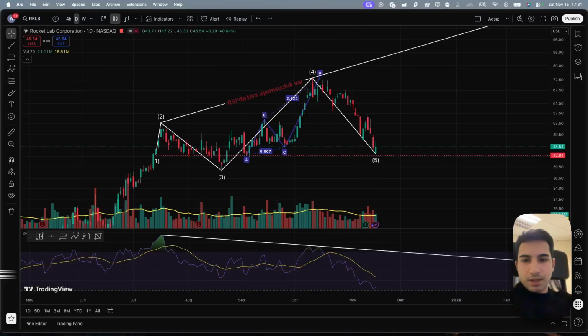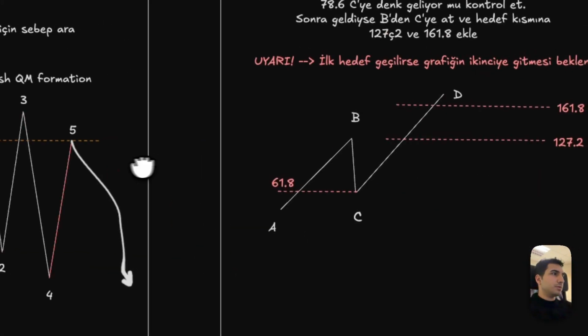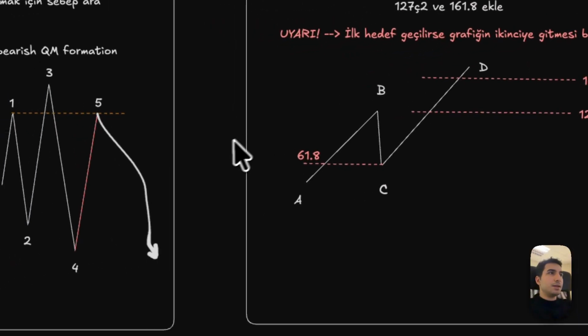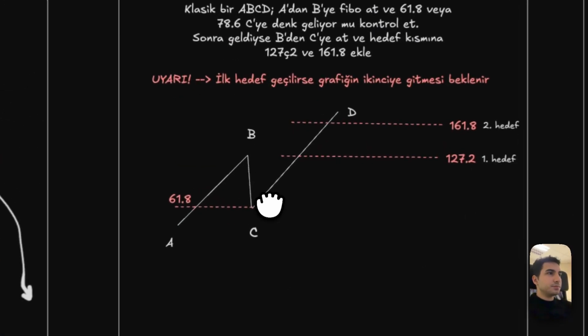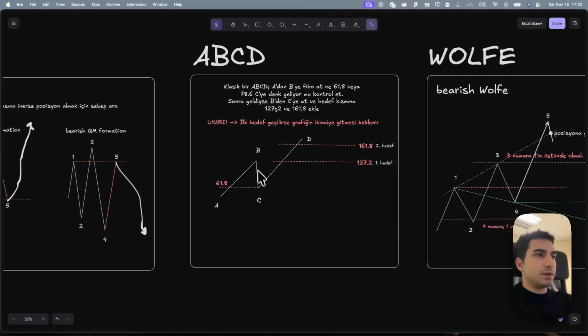So we got two. And now the ABCD pattern. Let me go back to the drawing tool and open ABCD. A classical ABCD is from A to B. We put Fibonacci levels, and we should clarify the C leg is touching A to B's Fibonacci level of 61.8 or 72 or so, and the D needs to be at B to C Fibonacci levels, and D should be around the 127. That's the first target, and if the first target is surpassed, we expect the graphic to touch the second target, which is the 161.